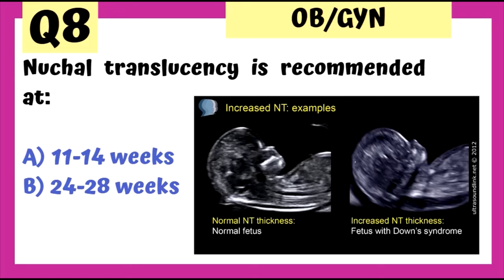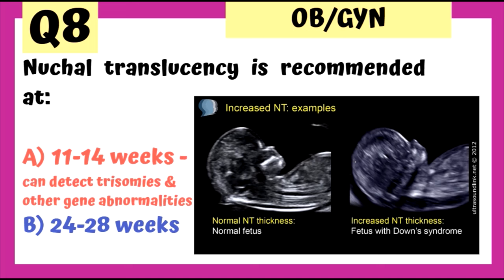Question 8. Nuchal translucency is recommended at how many weeks? And the answer is at about 11 to 14 weeks. They help us detect things like trisomies and other gene abnormalities. On the right image over here, we see a fetus with Down syndrome. Will there be an increased nuchal translucency thickness?